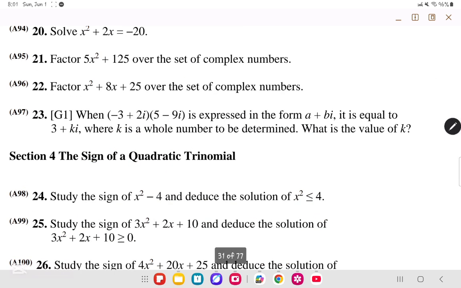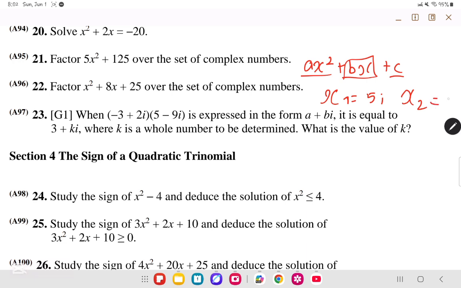They said question number 21, factor over the set of complex numbers. So for this one, they want us to factor it. There's two ways to do it. You can either use your calculator. You can go mod 5, 3. You can put in a as 5 and b as 0. Why? Because it's ax squared plus bx plus c. We do not have bx, we only have ax squared and c. So for b, we're going to put it as 0. And for c, we are going to put it as 125. You could do this on your calculator and you can get the value of the roots. So root 1 is equal to 5i. Root 2 is equal to minus 5i.